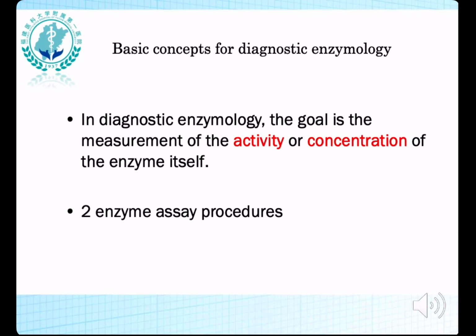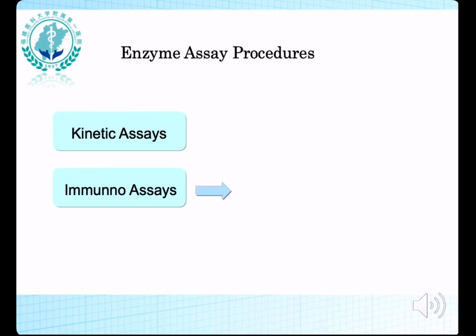Okay, in diagnostic enzymology, the goal is the measurement of the activity or concentration of the enzyme itself. There are two enzyme assay procedures. First one, kinetic assays. Kinetic assays are traditional methods to detect enzyme activity. Now we have a new method, immunoassays. The development of immunoassays has allowed us to detect enzyme concentration rather than enzyme activity. Alright? It is particularly useful for isoenzyme measurement.